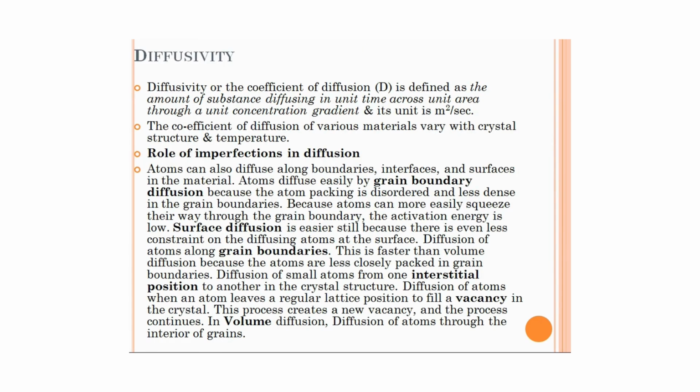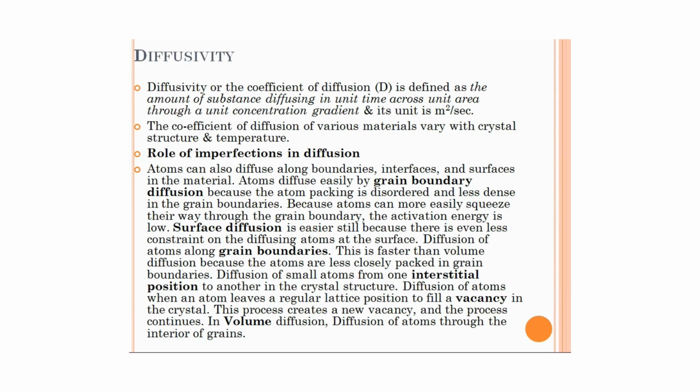What is the role of imperfections in diffusion? So atoms can also diffuse along boundaries, interfaces and surfaces in the material. Atoms diffuse quickly in the grain boundary. So wherever a grain boundary is present, atoms will get diffused easily. The atomic packing is disordered, less dense in the grain boundary. Because atoms can more easily squeeze their way through the grain boundary, activation energy is very low. Surface diffusion is easier still because there is even less constraint on the diffusing atoms at the surface.